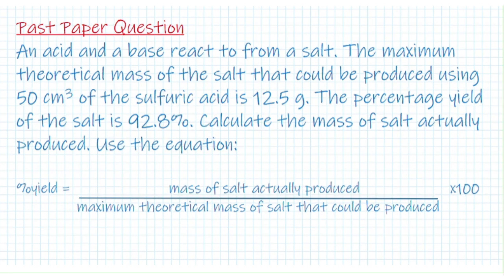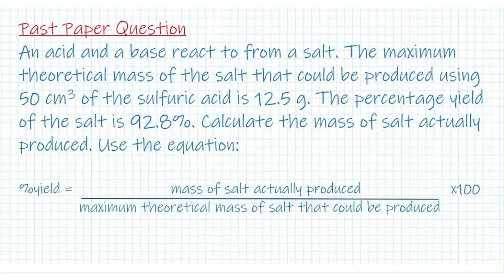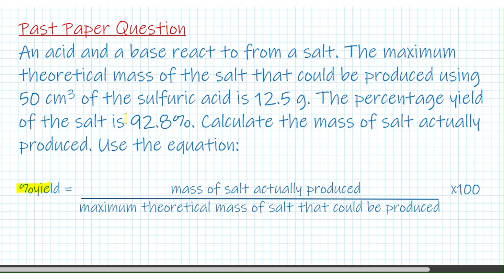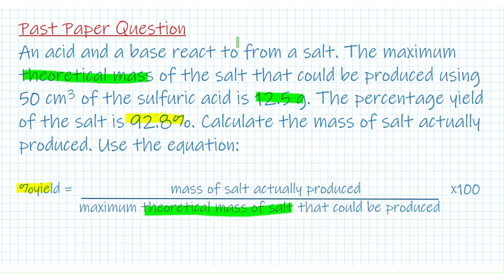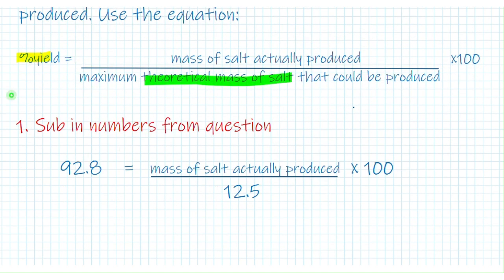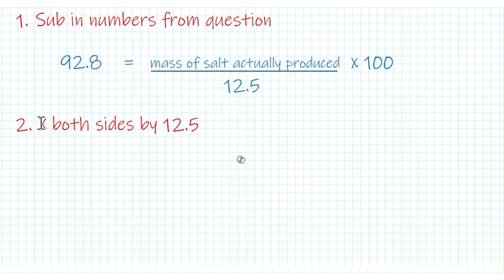Now this is a challenging question because it is a rearrange the equation. So there's 2 ways to do this. You can either sub in all the numbers and then rearrange, or rearrange and then sub in the numbers. I'm choosing this time to sub in the numbers and then rearrange the equation. So if you look here in yellow, the percentage yield is 92.8%, so I can sub that straight in. And the theoretical mass is 12.5 grams. So as we've subbed in, you can see 92.8 equals the mass of the salt produced times 100 over 12.5.